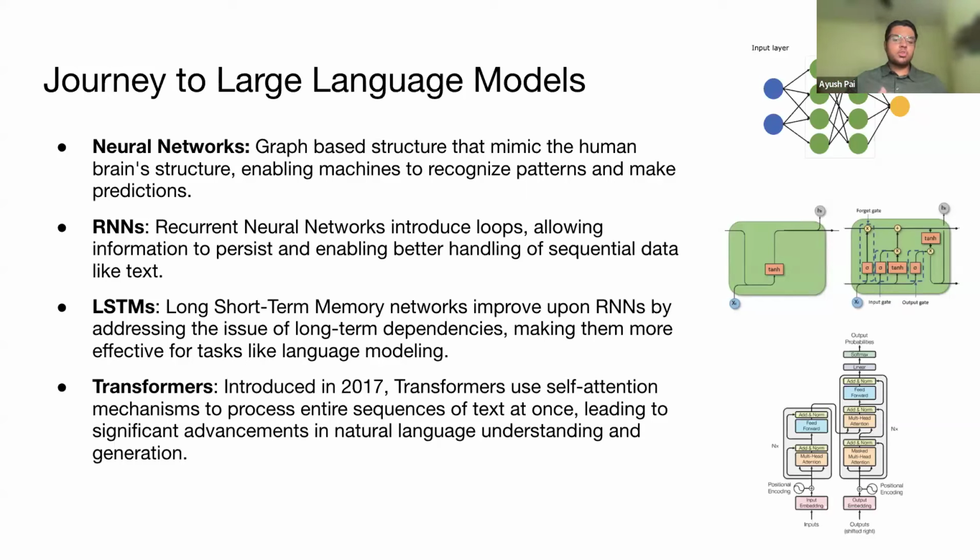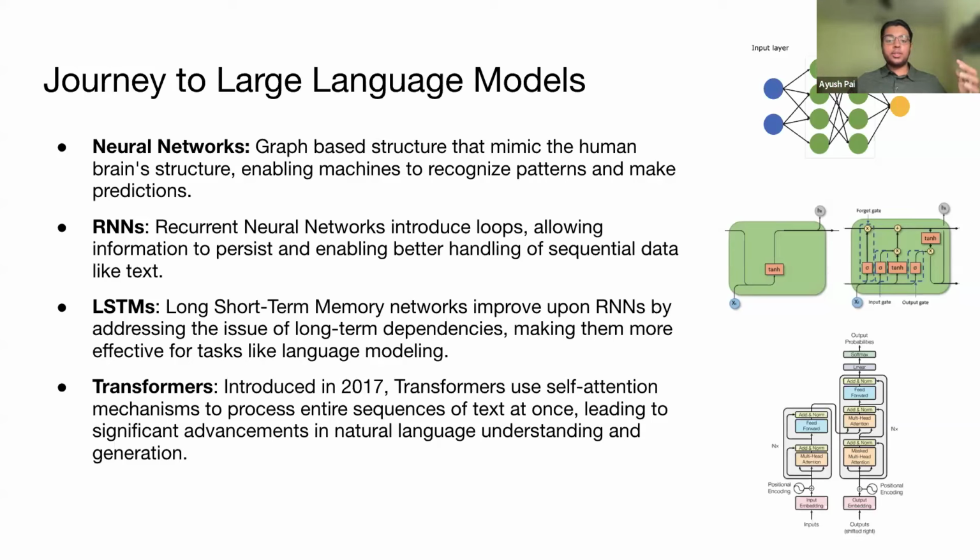But these RNNs really struggled with long-term dependencies, and they had this thing called vanishing gradients, which I won't get into today. To address these limitations, long short-term memory networks, LSTMs, were developed, and these are a type of RNN that can learn long-term dependencies more effectively by incorporating mechanisms to retain information over an extended period of time. And the most significant advancement came from the introduction of transformers in 2017.